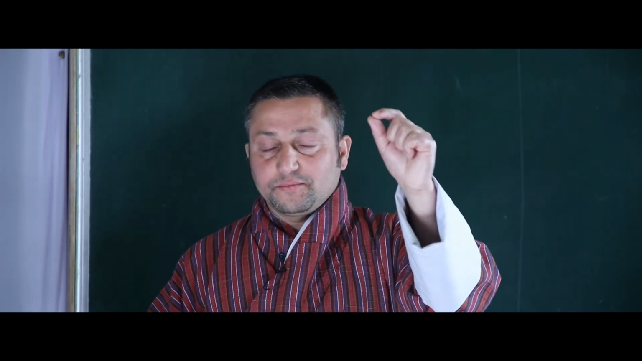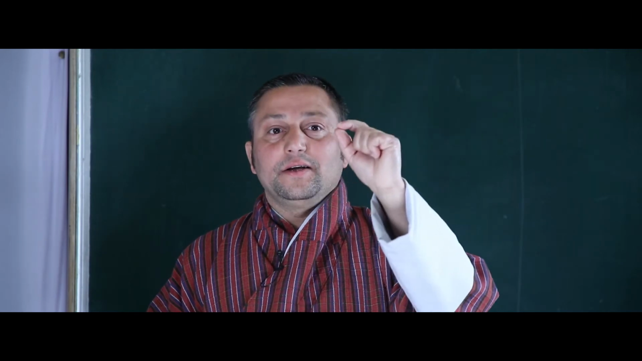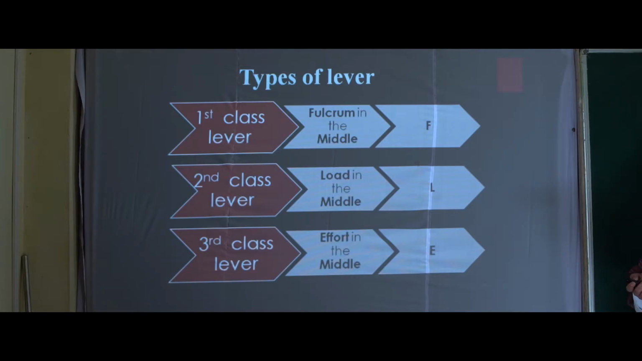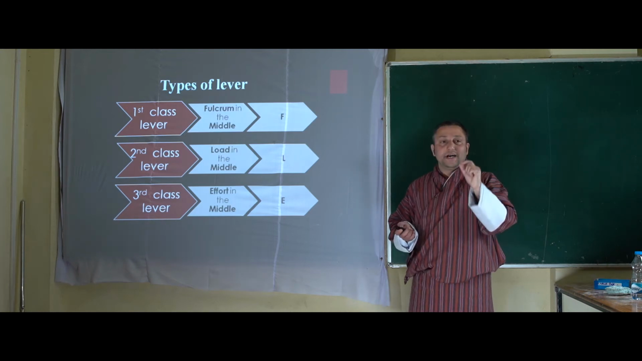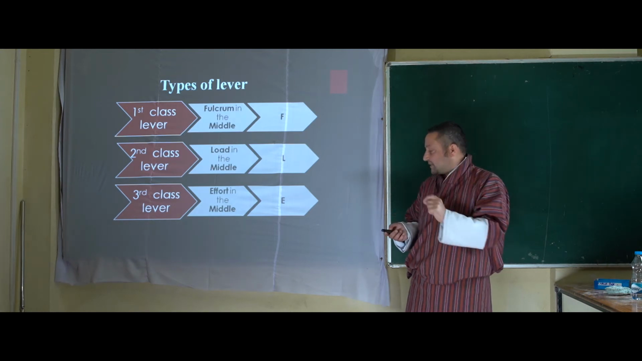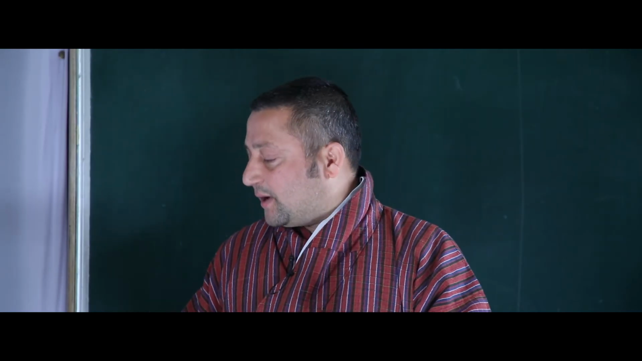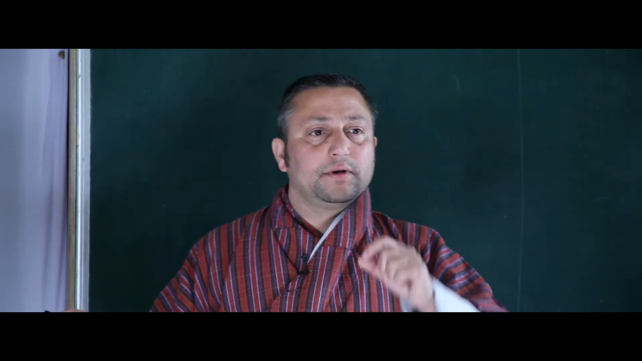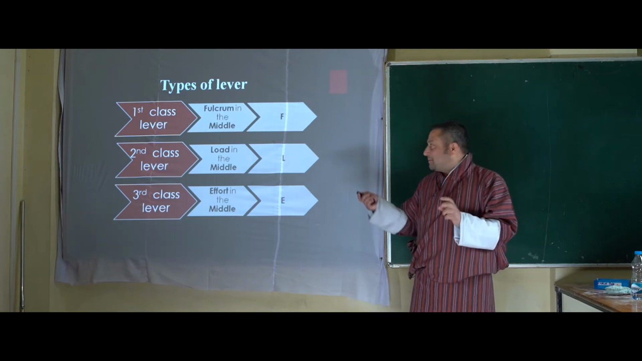But when you learn, what you need to keep in mind is F-L-E. F comes first, L comes second, and E comes at the last. So, you can understand that in the first class lever, fulcrum is in the middle. In the second class lever, load is in the middle. And in the third class lever, you have effort in the middle. So, for you to remember it easily, you can remember FLE. Is that clear? So, please remember this FLE.